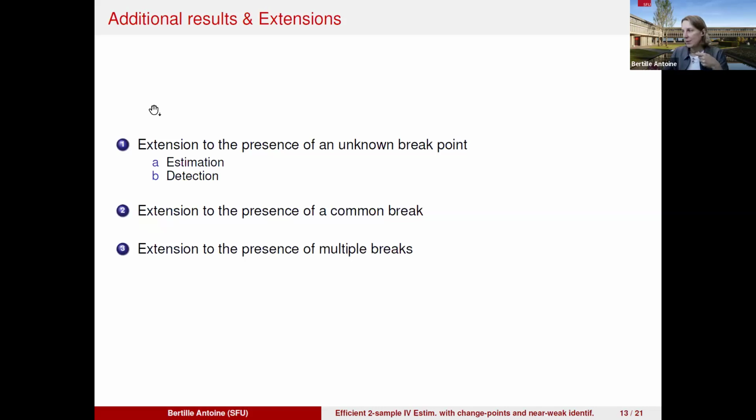Okay, so a few additional results, keeping an eye on time here. I focused here on the most simple framework where we had one known break in the second stage and no break in the first stage. Of course, one of the extensions that is important for us to consider is the presence of an unknown breakpoint. With an unknown breakpoint, the break is there, but you don't know where. So we have an estimator for that. And in the maybe more realistic situation where you don't know if there is a break, we also have a test to detect whether there is a break or not.